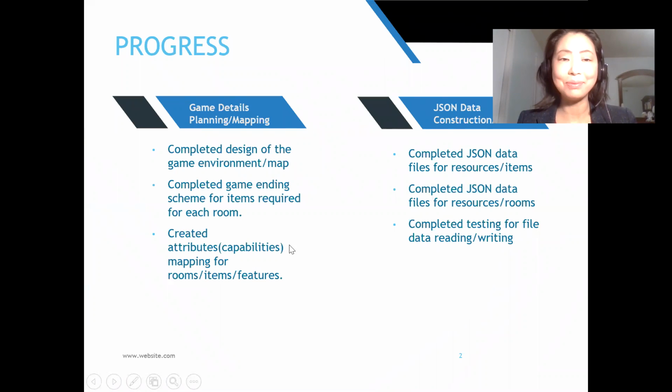Our team is working on the adventure game, and my progress is game details, planning, and mapping. I completed the design of the game environment map and the game ending scheme for items required for each room, and created attributes and a capability mapping for rooms, items, and features. I also created a JSON data construction and completed JSON data files for resource items and rooms, and reading and writing those data to the engine.